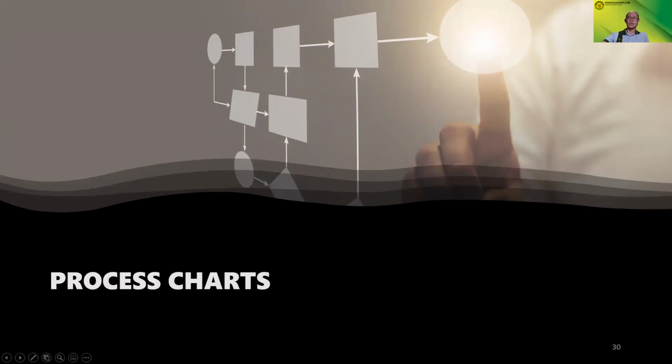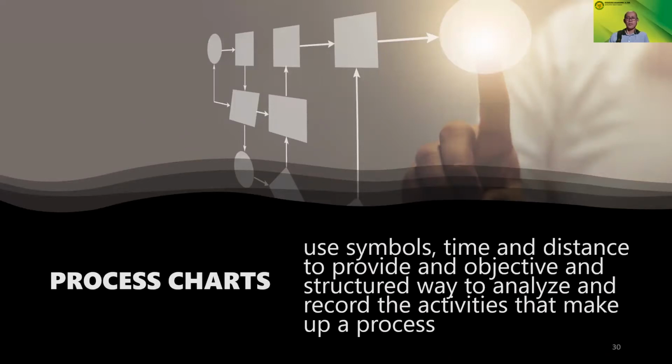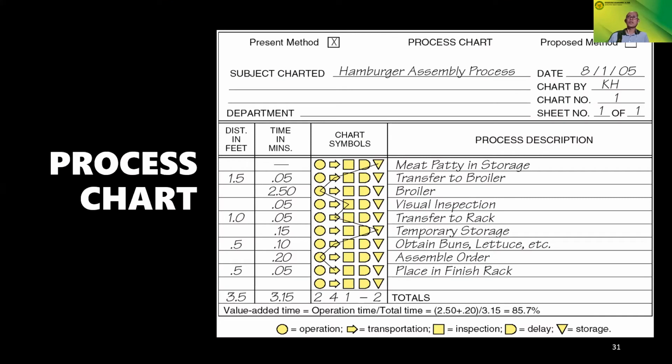Process charts use symbols, time and distance to provide an objective and structured way to analyze and record the activities that make up a process. They allow us to focus on value-added activities. So to help us understand a process chart, let's look at an example. This is the process chart for the hamburger assembly process.